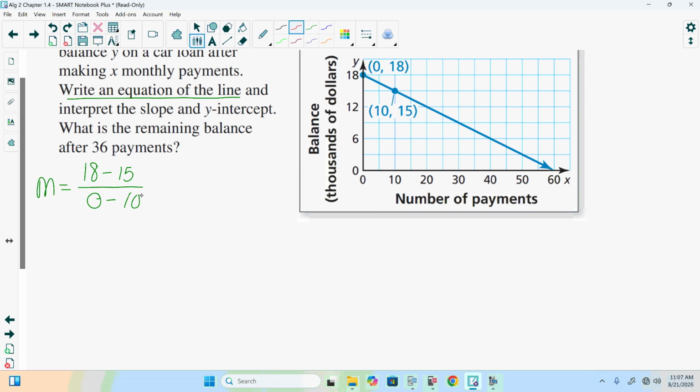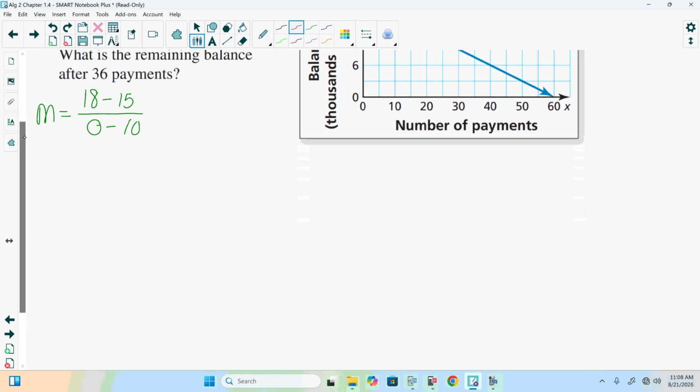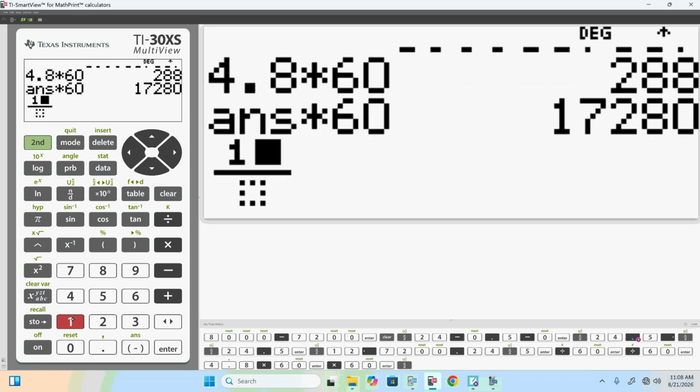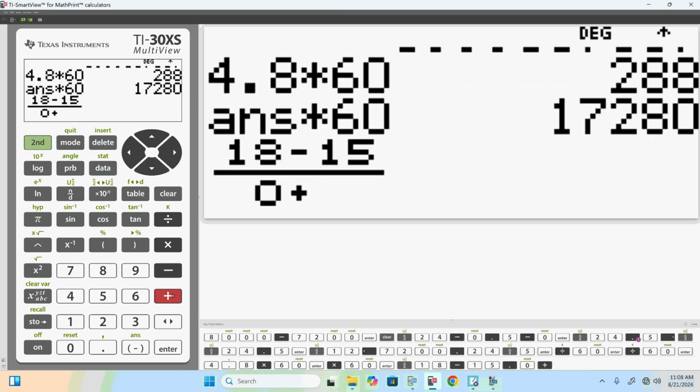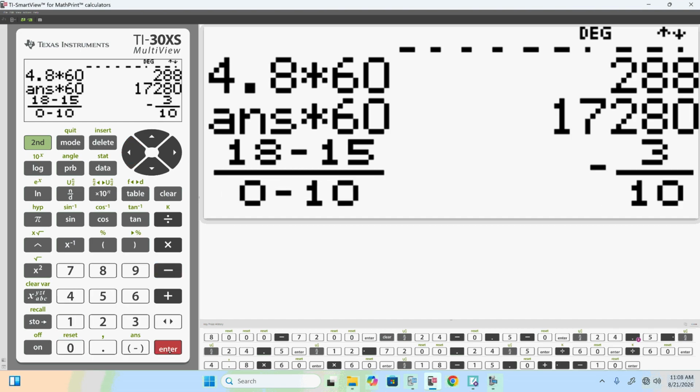Now again, at this point, we can do it by hand or you can plug it into the calculator. Either works. I do not care which one you do. Because if we do this by hand, 18 minus 15 is 3. 0 minus 10 is negative 10. I like putting the negative on top. It doesn't matter. Normally we want to try to keep it out front or move it to the top. Either one works. So negative 3/10. On the calculator, 18 minus 15 over 0 minus 10. Negative 3/10. Both work.